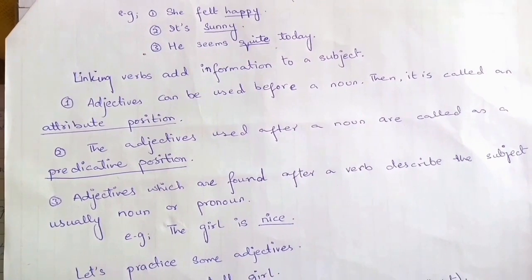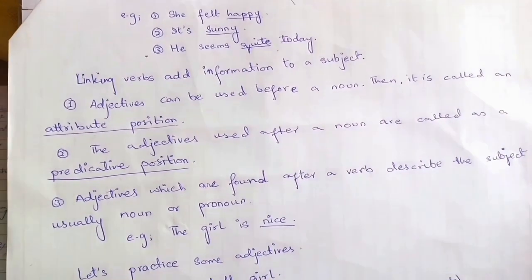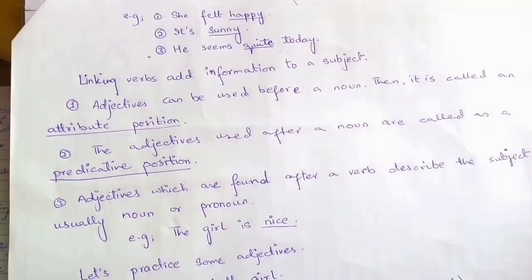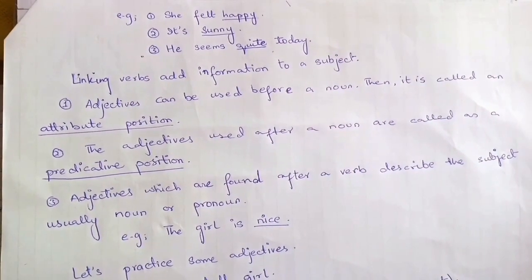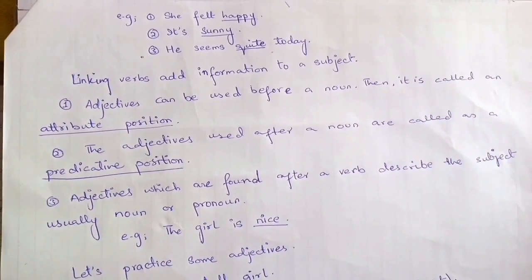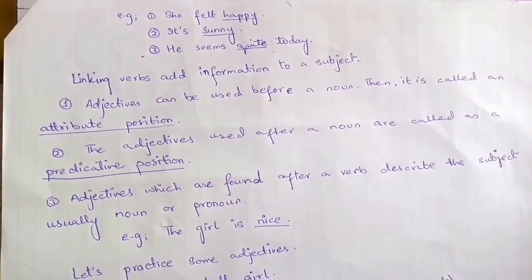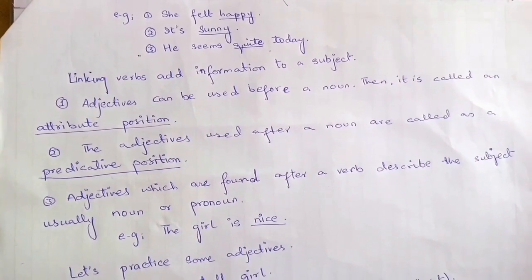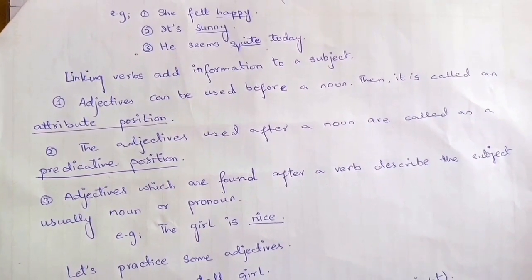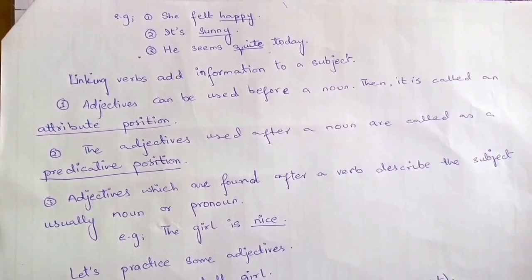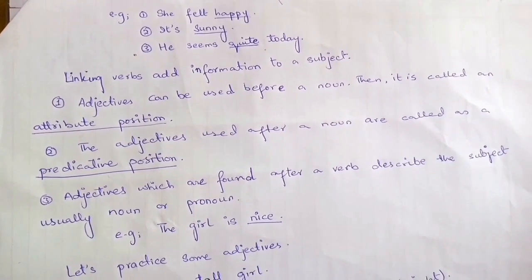Number two, it's sunny. So now in this sentence there is no noun. So what will you do then? Yes, you have to focus on a pronoun. So it is a pronoun. It's sunny. So what did you learn about it? It's sunny. Sunny is an adjective.